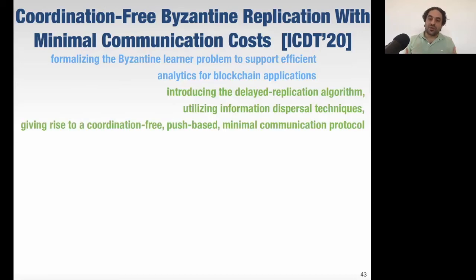And again, in doing so, we introduce a delayed replication algorithm, which utilizes information dispersal, information coding, and network coding techniques to allow us to support coordination-free and push-based communication with a minimal number of messages. Every replica that participates in the delayed replication to inform these read-only workloads can do it independently of everyone else, and they only need to send just a subset of the data, just a chunk of the data. And that allows us to get to that linear message complexity.